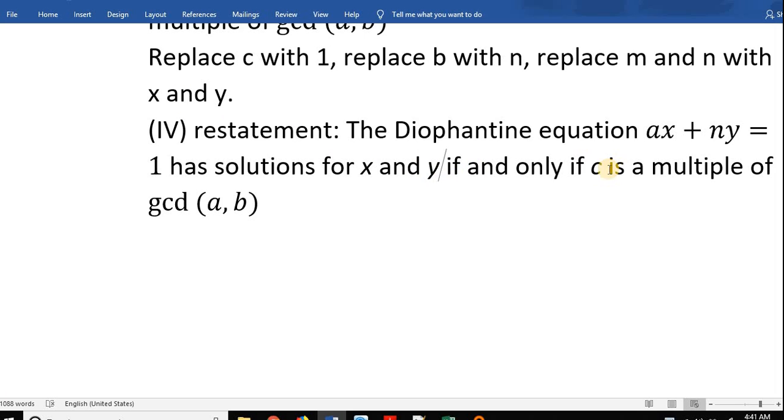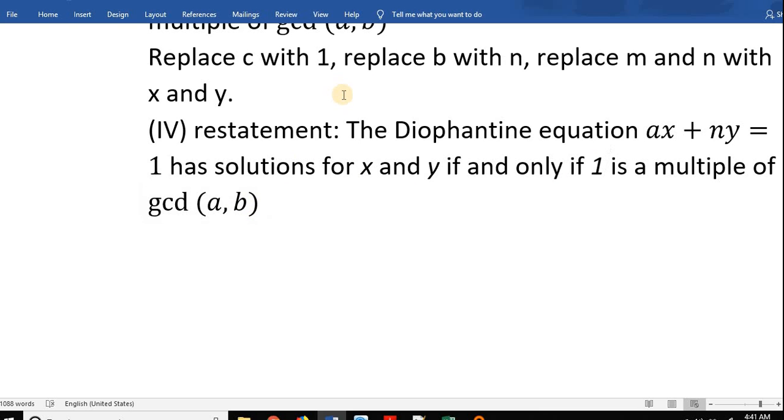And here it says if and only if c, and c is 1 in this case, and only if 1 is a multiple of GCD of a and b. Now what does it mean that 1 is a multiple of GCD of a and b? Well, GCD of a and b is the greatest common divisor. It's the largest factor of a and b. Now, if 1 is a multiple of the largest common factor, that means that they have no common factors. And that means that a and b are relatively prime.